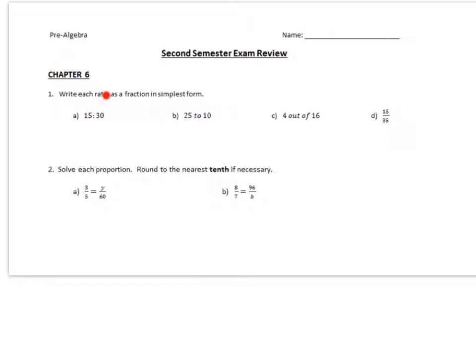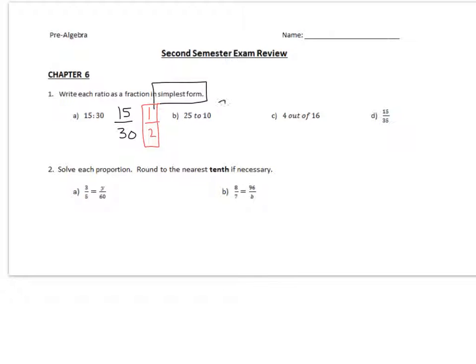Write each ratio as a fraction in simplest form. So to write a ratio as a fraction, you use a fraction bar. In simplest form means reduce it. So you can do 15 out of 30, you can divide them both by 15, so it's going to be 1/2.